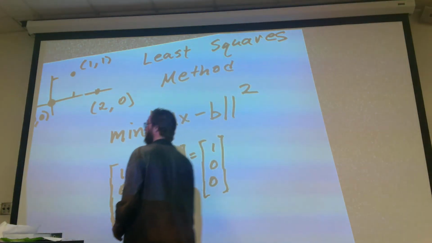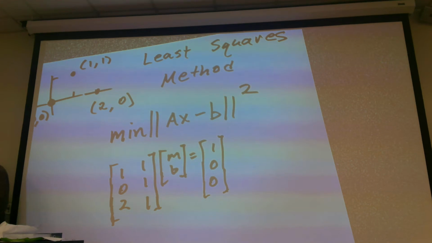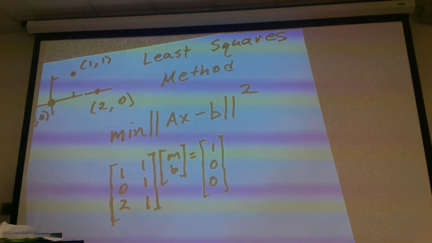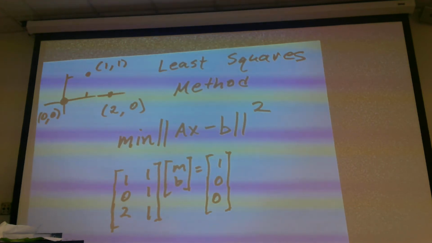Okay, now we're going to try the least squares method. Through this method, you're going to get to the same answer, but it's a slightly different method.